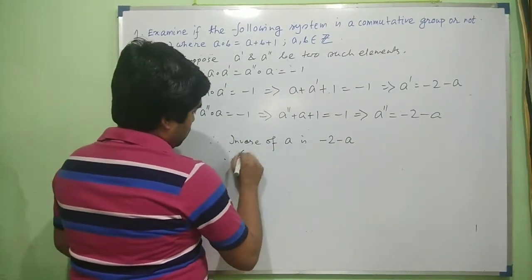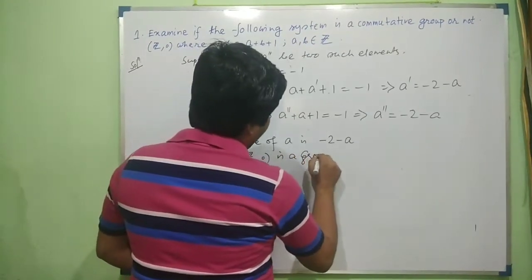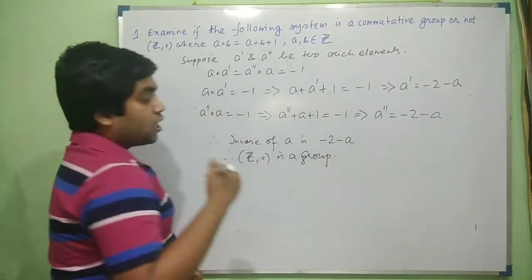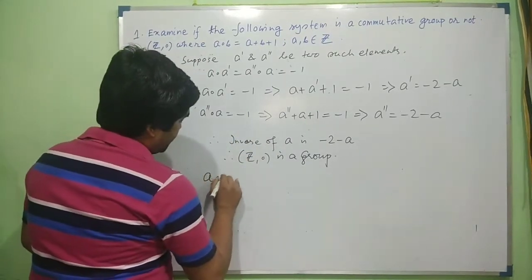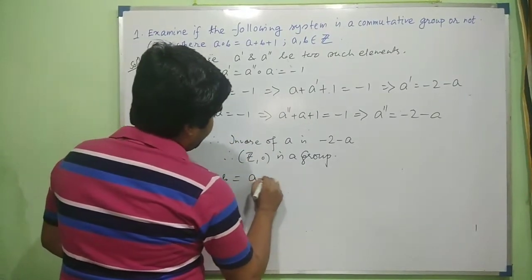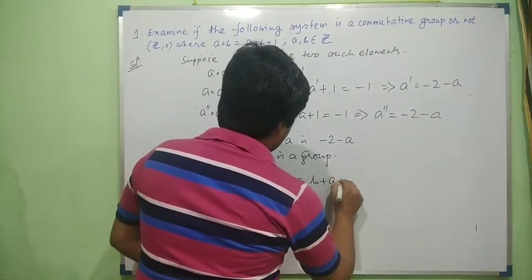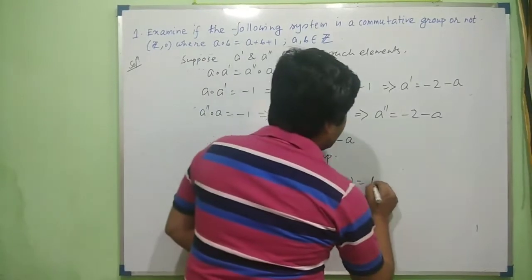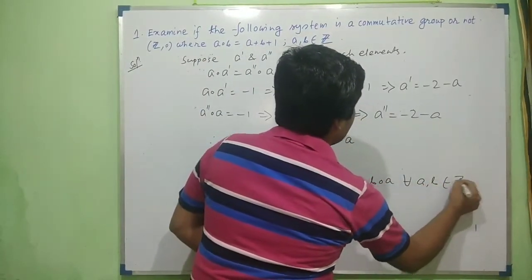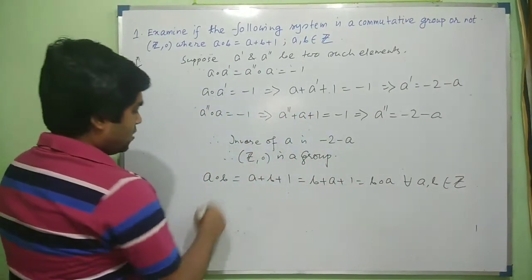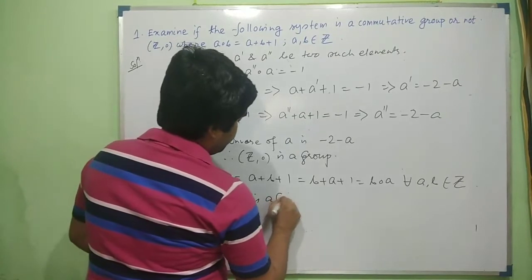So Z naught is a group, and now we have to establish the commutativity of this system. For that, A naught B equal to A plus B plus 1, which also can be written as B plus A plus 1, which means B naught A, and this result must hold for all A, B belongs to Z. Hence Z naught is a commutative group.